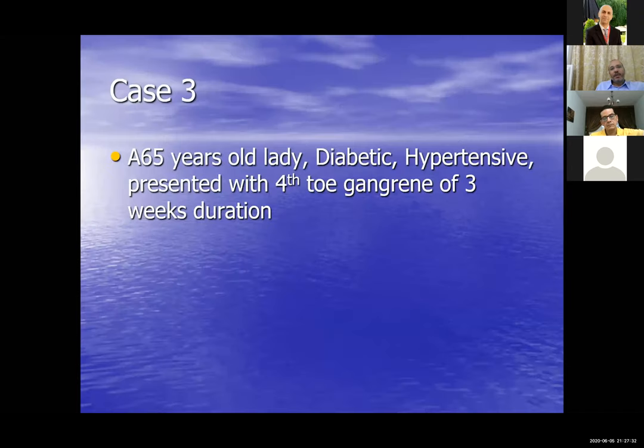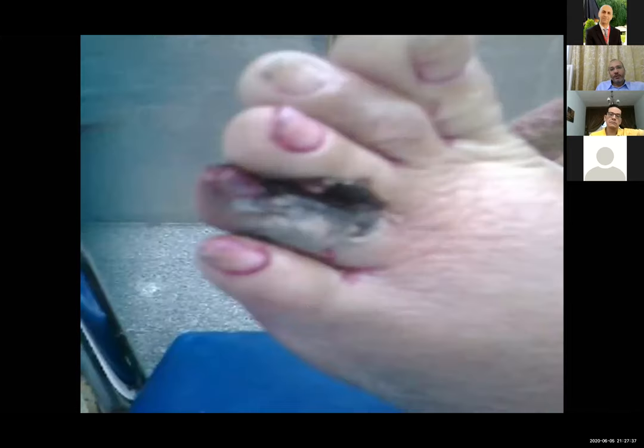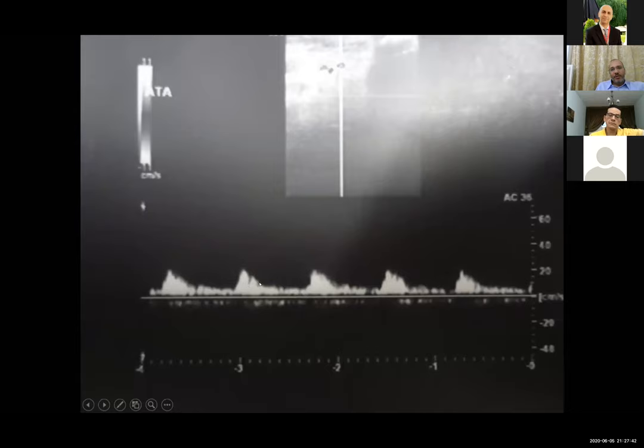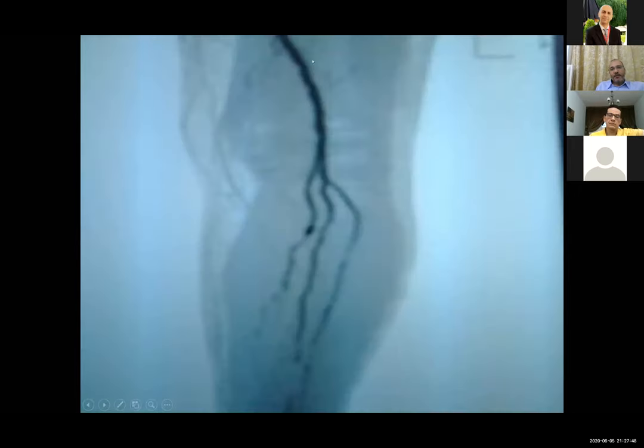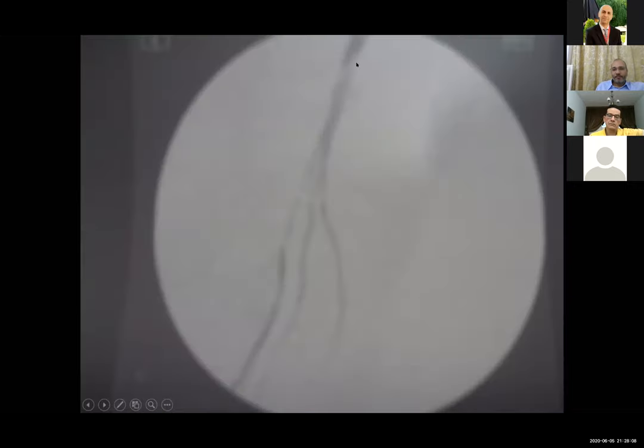Third case, a 65-year-old lady, diabetic and hypertensive, presented with fourth toe gangrene of 3 weeks duration. This is the gangrene of the fourth toe. This is the anterior tibial artery with weak biphasic flow, and the posterior tibial artery. This is the angiogram. This is the anterior tibial artery, full of calcification; the peroneal and posterior tibial arteries are not continuous. The posterior tibial artery is reconstituted at the ankle joint, the anterior tibial artery finishes at the middle of the leg, and the peroneal artery finishes at its usual place with some stenotic area.